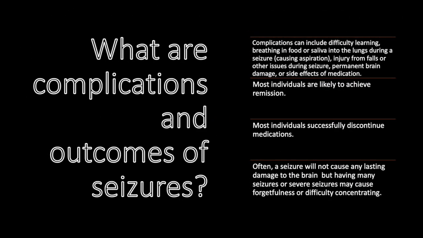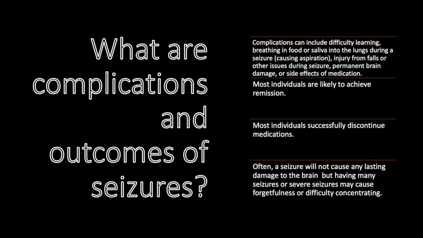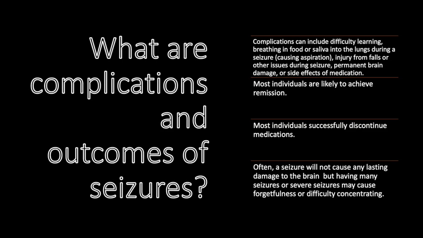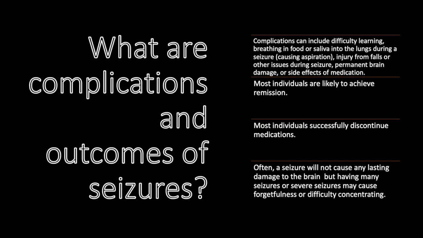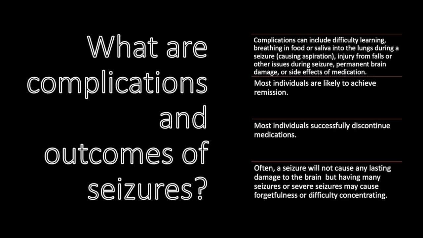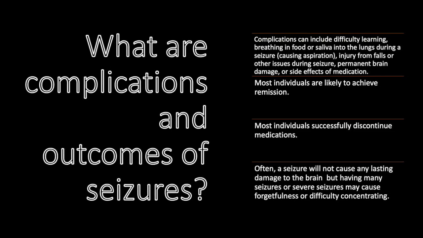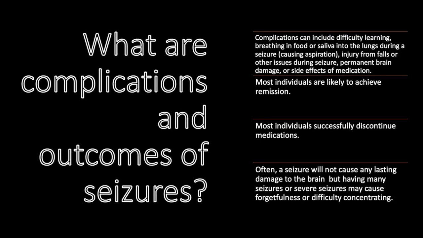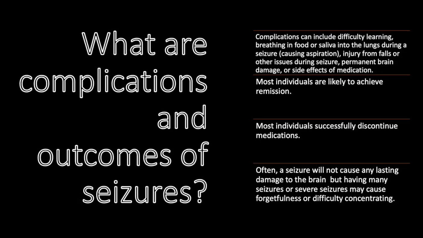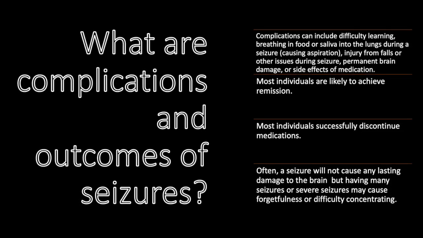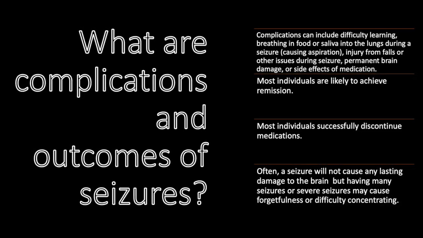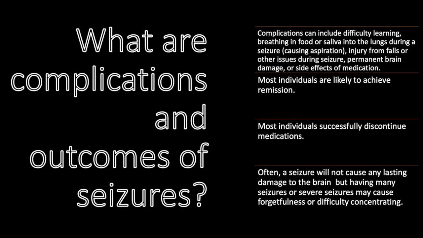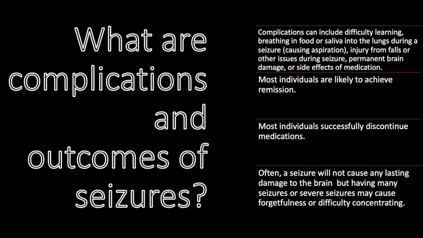What are complications and outcomes of seizures? Complications may include difficulty learning, breathing in food or saliva into the lungs during the seizure, injury from falls or other issues during seizing, permanent brain damage, or side effects of medications. Most individuals who develop epilepsy have the high likelihood of achieving remission. Most patients successfully discontinue medications. Usually, a seizure does not cause any lasting damage to the brain.